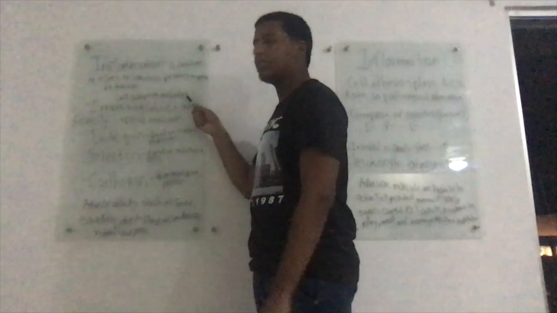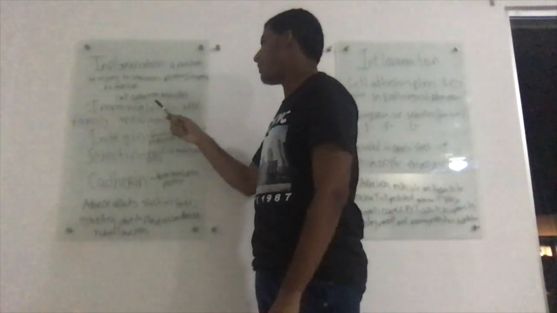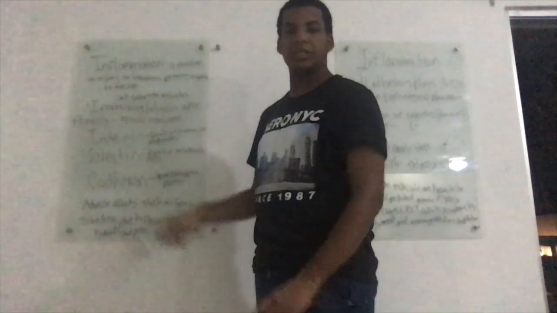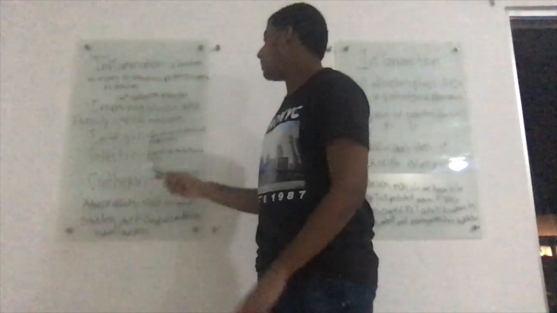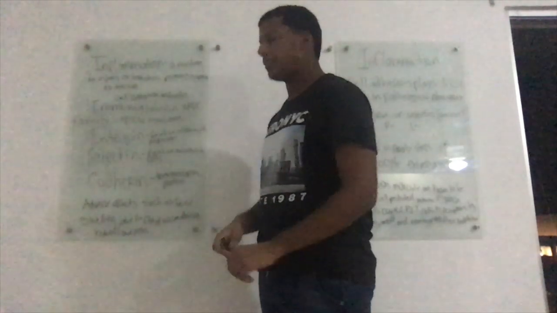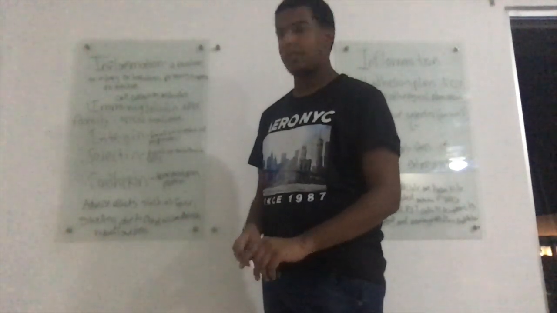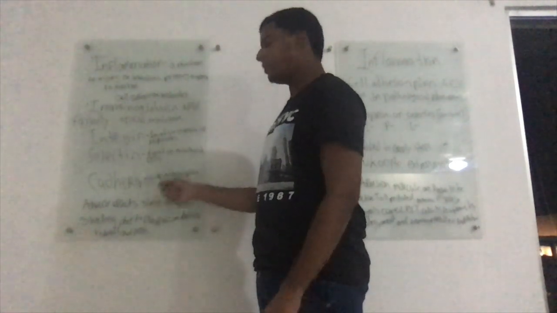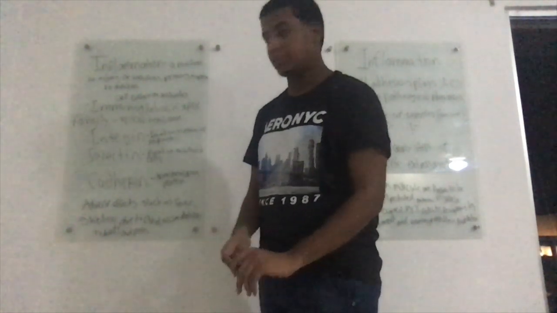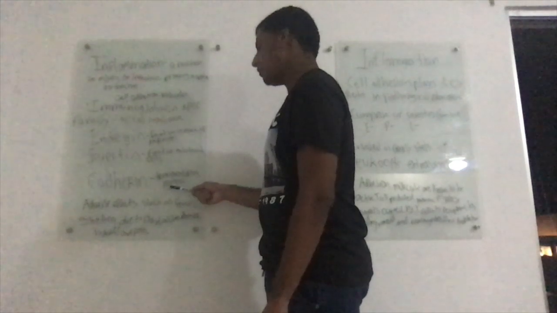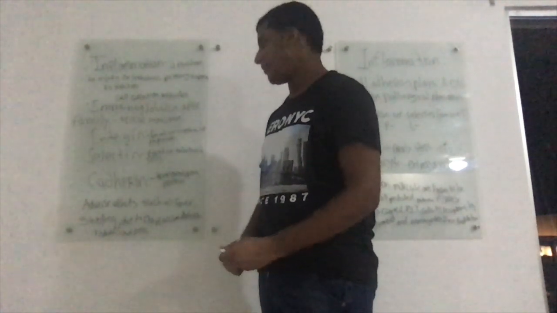Okay, we have four different cell adhesion molecules. We have the immunoglobulin superfamily, which is found in the apical membrane. We have integrin, which is found on the surface of leukocytes. We have selectin, which is found on the endothelial cells. And we have cadherin, which is a transmembrane protein.